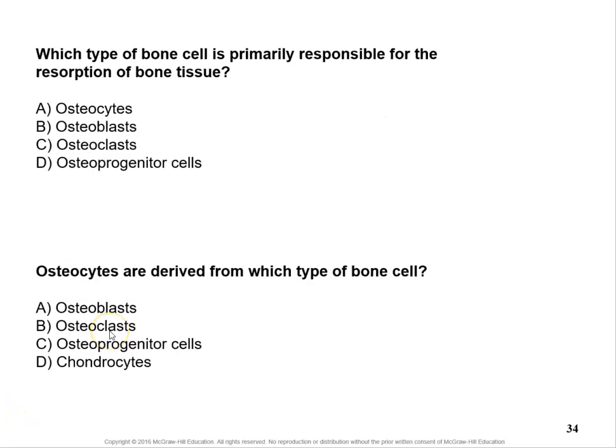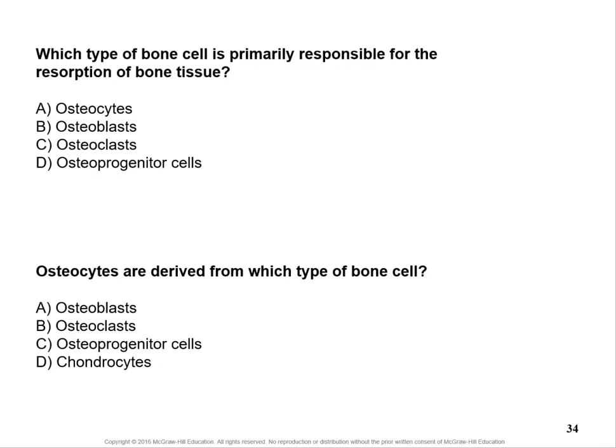Which type of bone cell is primarily responsible for the resorption of bone tissue? A, osteocytes. No, those maintain bone tissue. B, osteoblasts. No, those build up bone tissue. C, osteoclasts. Yes, it is C. They are responsible for resorption of bone tissue. And D, remember that osteoprogenitor cells go on to differentiate into osteoblasts.